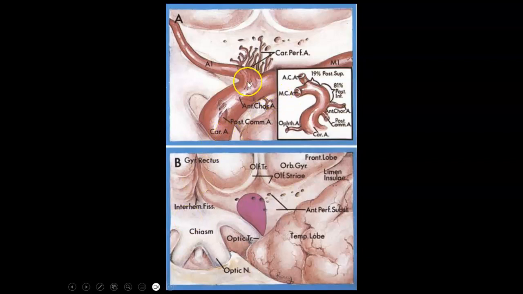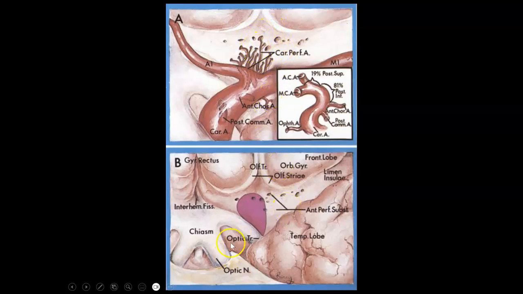This is a view showing the carotid artery bifurcating into the anterior cerebral and the middle cerebral. We are looking from the front, and here we see the internal carotid perforators from the distal segment, from the posterior genu or posterior bowing of the internal carotid, passing into the anterior perforated substance.